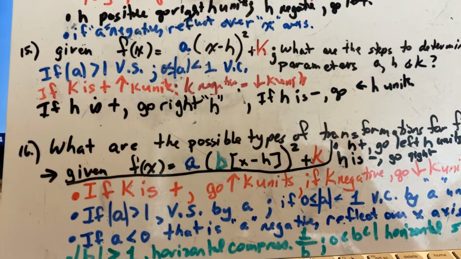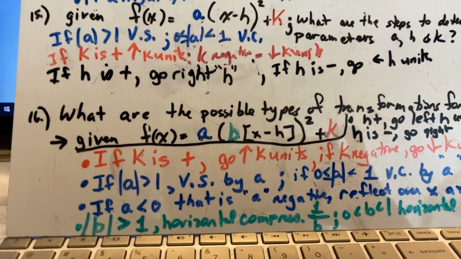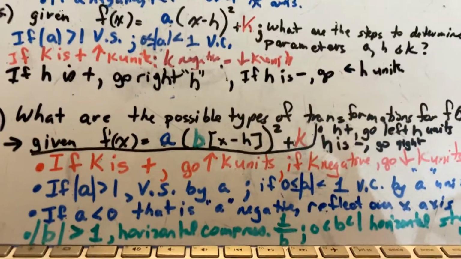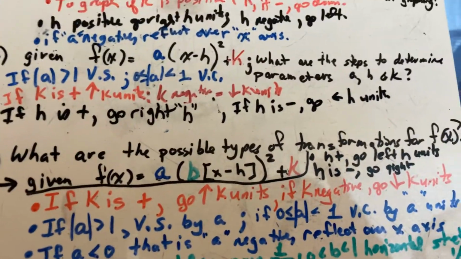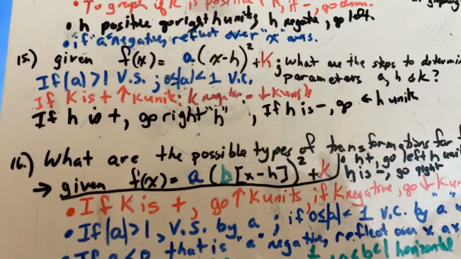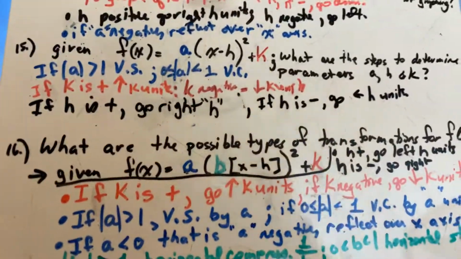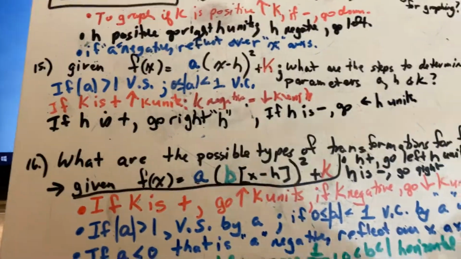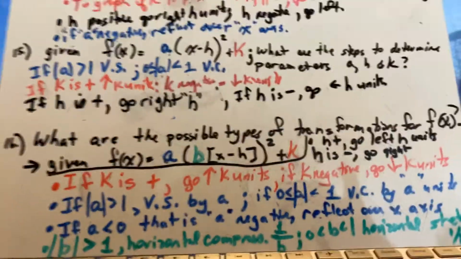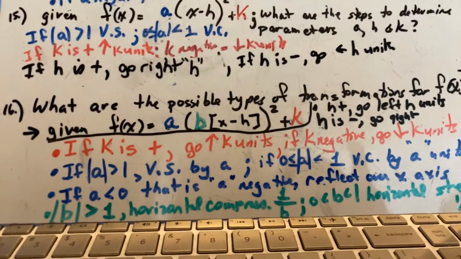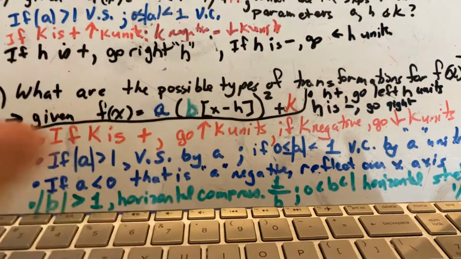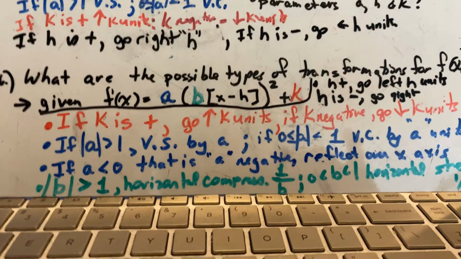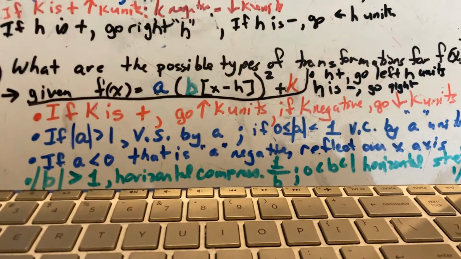Let's go to number 16. What are the possible types of transformations that f of x can encounter? So again, f of x is generic. It doesn't tell us that f of x is x squared, which is a parabola, but we're used to working with that, so let's talk about this. The transformations are vertical, up and down, and we would see that in the parameter k. We can also have a horizontal transformation, left or right, and we would see that in the h.